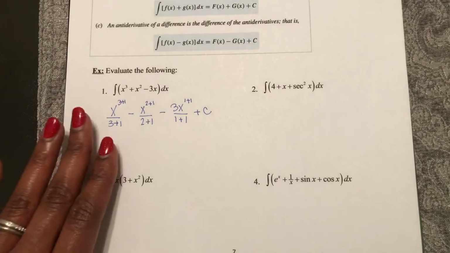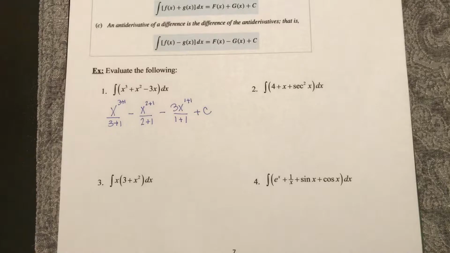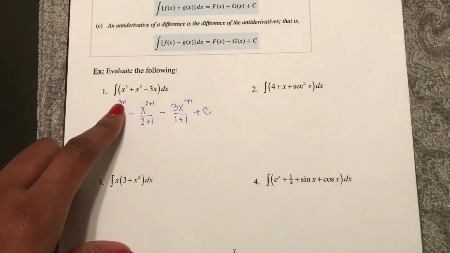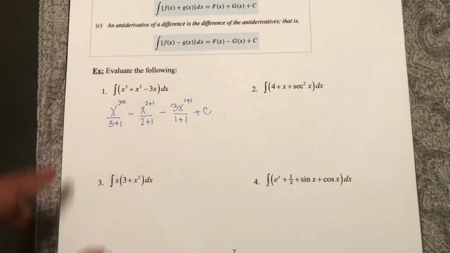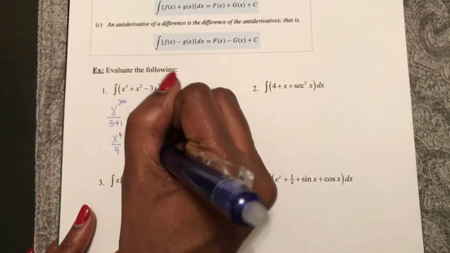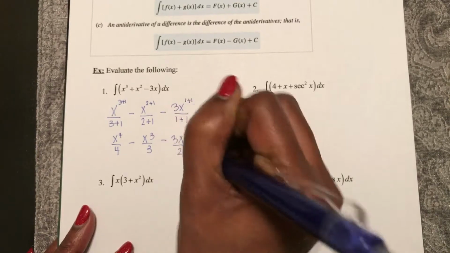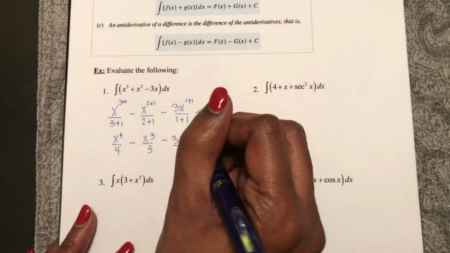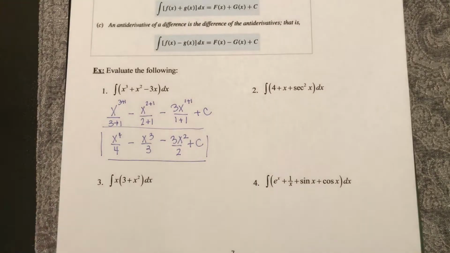So this will probably be the only time I show this work of working the power rule backwards. We add 1 instead of subtracting 1, and then divide instead of multiplying. Add and divide. So this is x to the 4th over 4 minus x cubed over 3 minus 3x squared over 2 plus c. So this is our integral of that function, which finds our antiderivative.